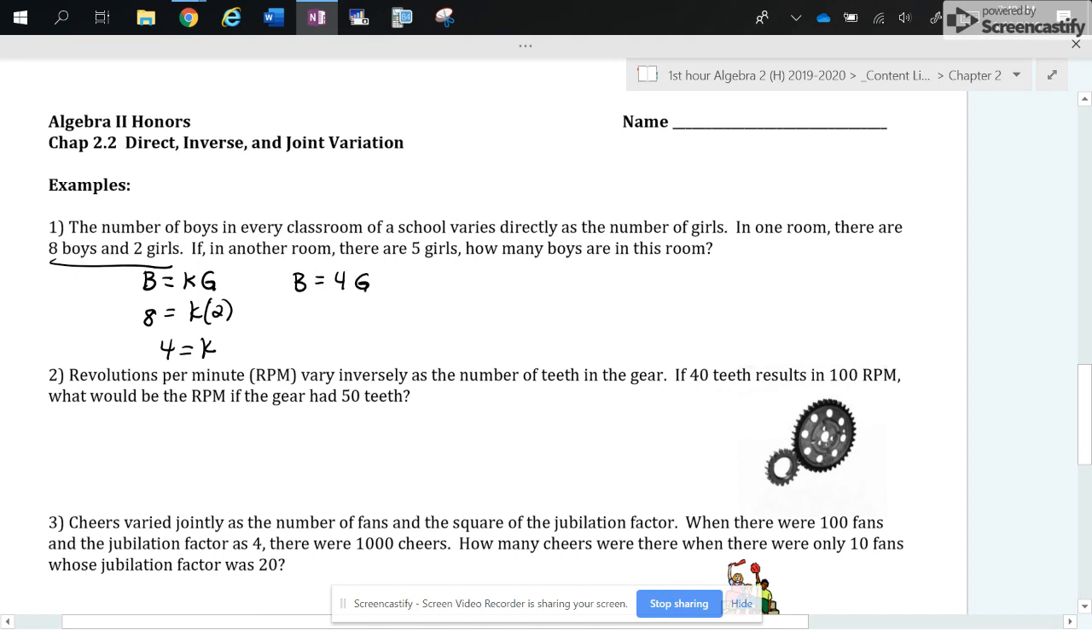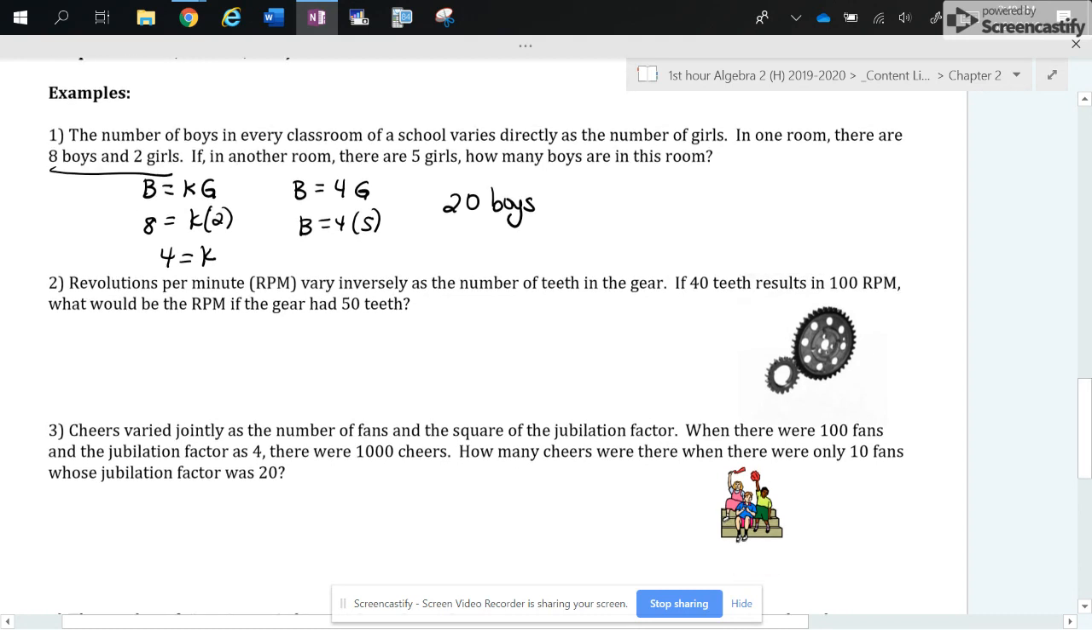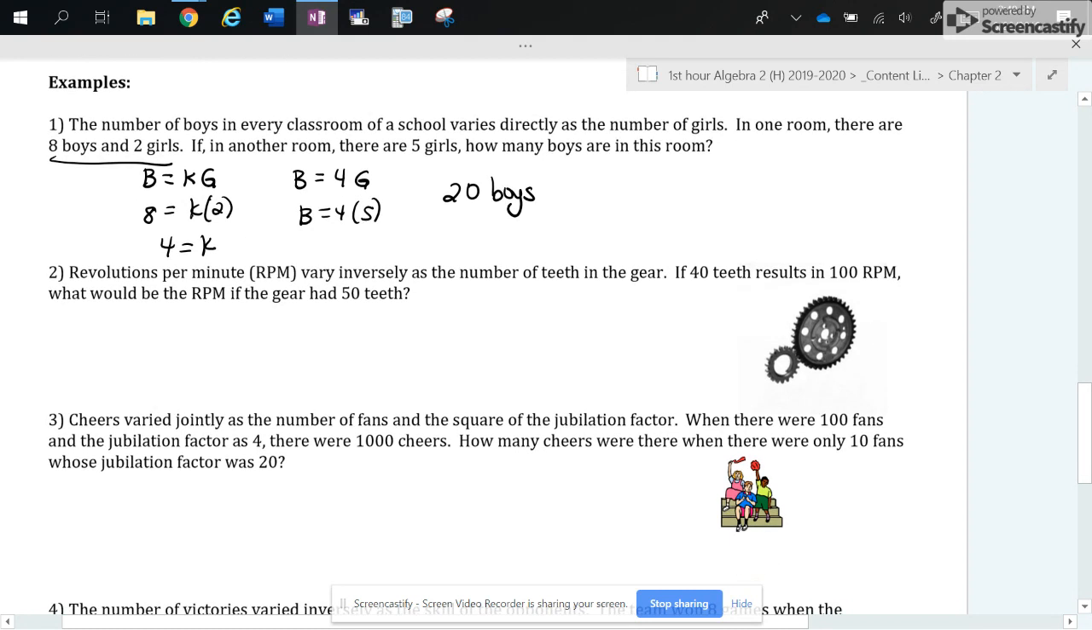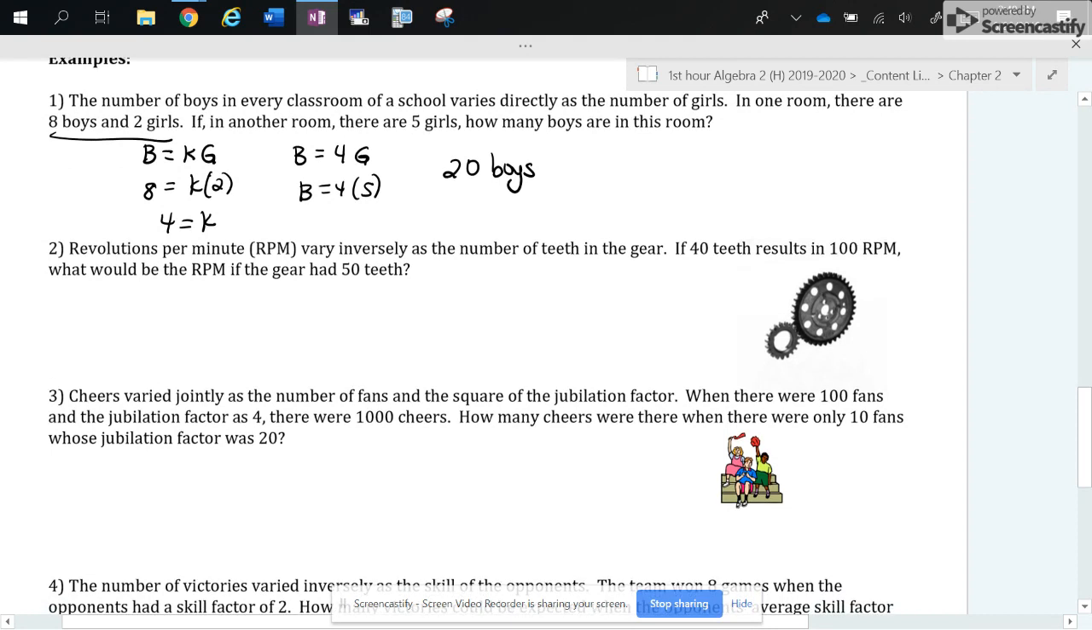So now I know if in another room there are 5 girls, then how many boys? There would be 4 times 5 girls, which is 20 boys. So 2 steps. First, determine what equation you need. Plug in the ordered pair you're given to solve for k. And when you plug k back into the equation, then you can solve for the one you're looking for.